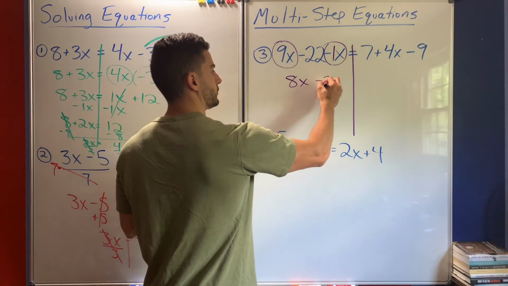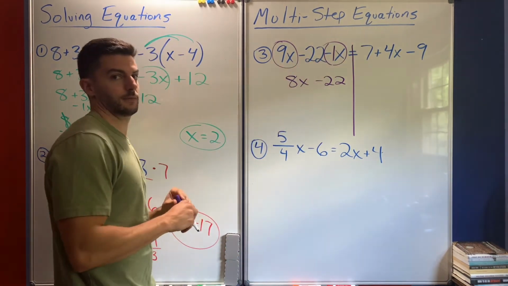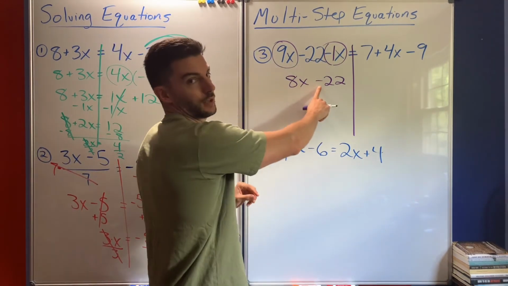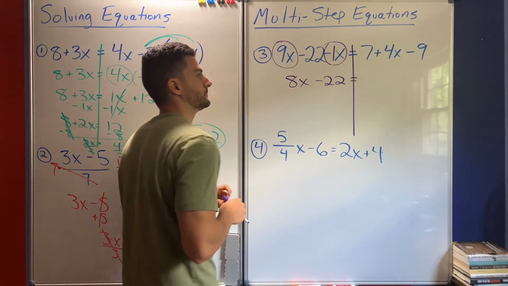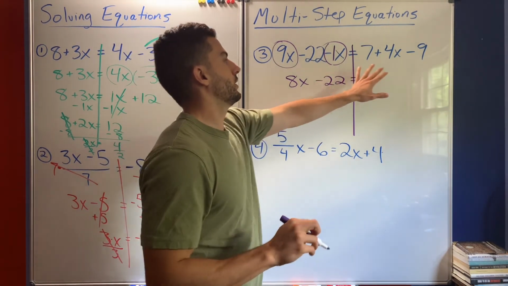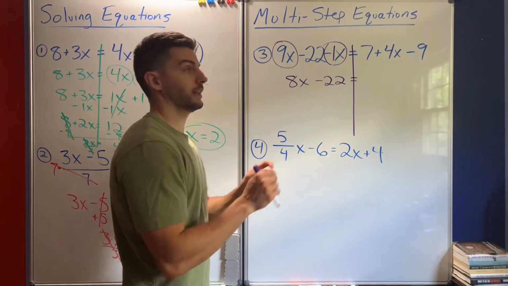So 8x minus 22, and it would be positive 8 because 9 minus 1 is positive 8, okay? So you could write negative 22 plus 8x, same thing, but I'll write it like this, okay? And then separately on this right side, are there any like terms here? Again, not to cancel yet, but just to combine them, okay?